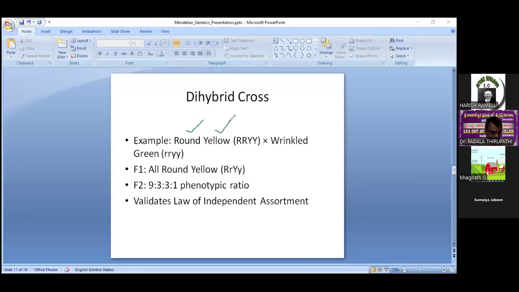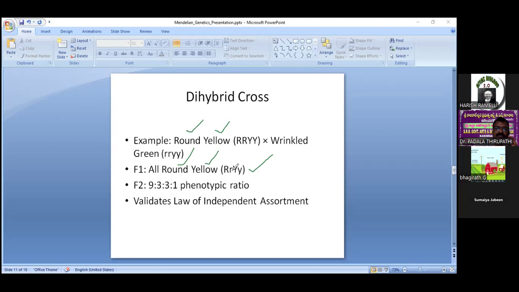So at a time we consider two characters which differ in the parents, that is, shape of the seed and color of the seed, having two contrasting characters. So you can select two parental plants that are homozygous and also differ in two pairs of characters. In the F1 hybrid, we get all heterozygous with the dominant character. Here, round is the dominant character and yellow is the dominant character. Which one is missing? Wrinkled and green. There is no chance of wrinkled and green characters in the F1 generation.